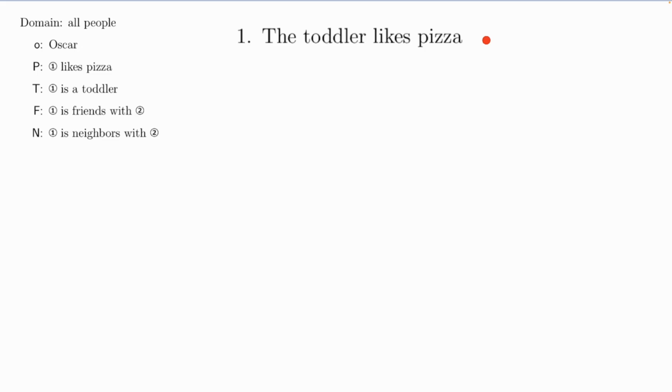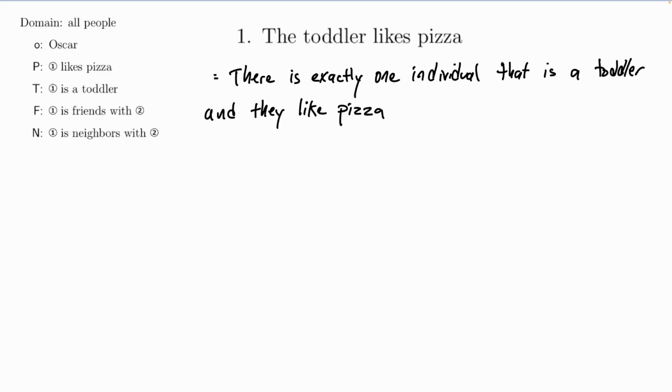So we're going to assume that Russell's analysis of what this statement is saying is correct and translate it on that basis. So according to Russell's theory of descriptions, the claim the toddler likes pizza is saying there is exactly one individual that is a toddler and they like pizza. Okay, now let's deal with there is exactly one individual that is a toddler first. There is exactly one individual that is a toddler.